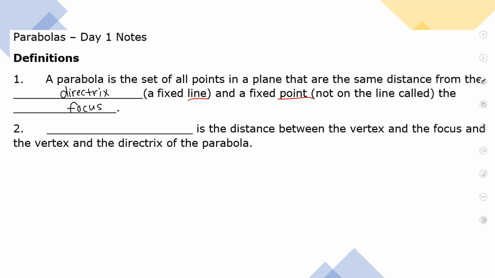And the p-value is the distance between the vertex and the focus and the vertex and the directrix. And we're going to look at a picture so that we understand what all this means, okay? I'm going to point it out for you. Just write that down so far. Okay, let's look at a picture of what this looks like.